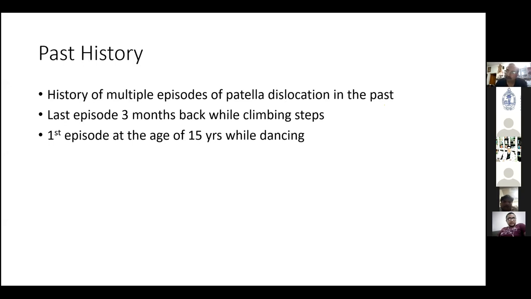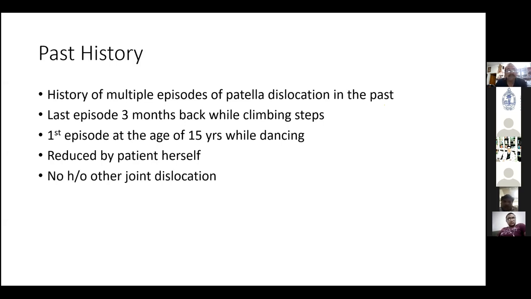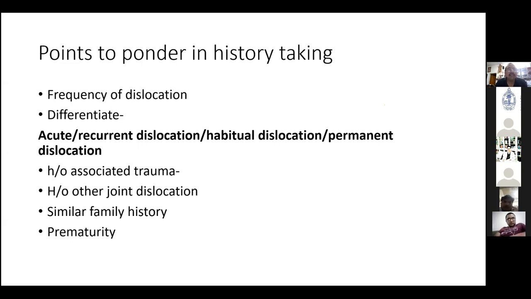And mostly all of them will have what? Ligament laxity. Yes, most of them will have ligamentous laxity. And mostly they get reduced by the patient herself. And usually it is the she, not the he. Most of them are the she's. She doesn't give history of any other joint dislocation. So, we have to look in the history, the frequency of dislocation, how many times it has dislocated.